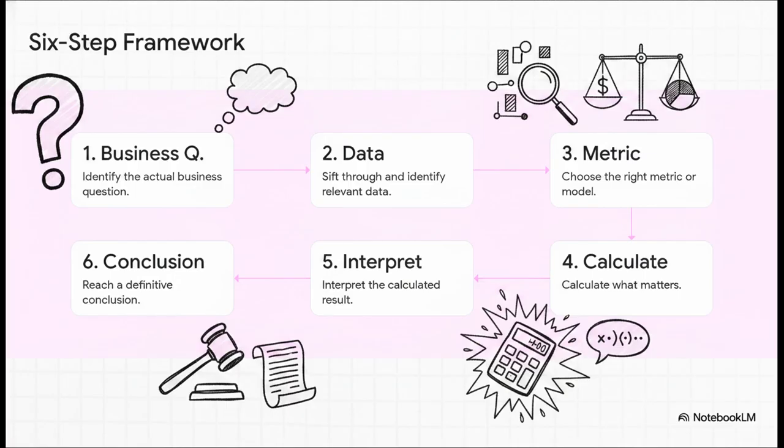Do not stop there. Step 5 is interpreting that calculated result. This is absolutely crucial because step 5 is often where the subjective reasoning points are awarded in a simulation. And finally, step 6 is reaching a definitive business conclusion or making a recommendation. The examiners are grading you on steps 5 and 6 just as heavily, if not more heavily, than step 4.